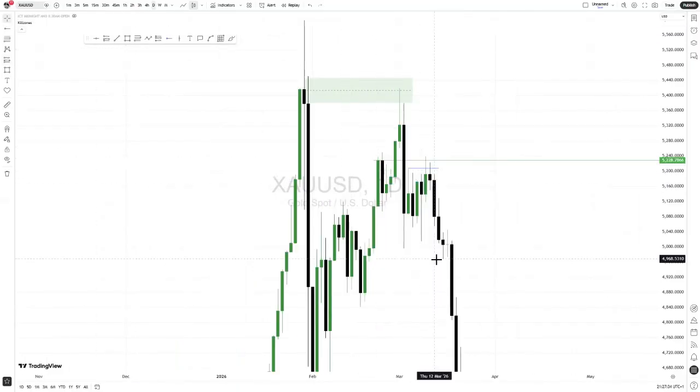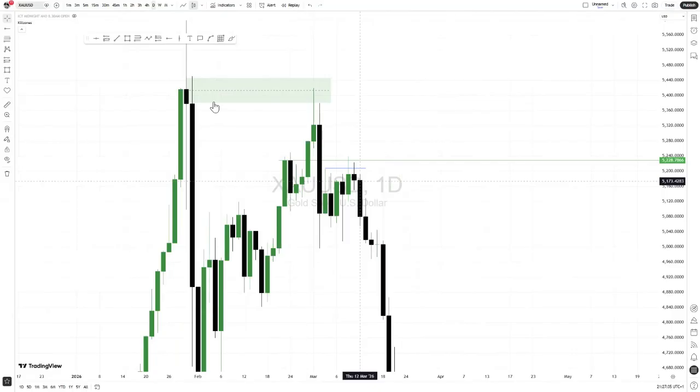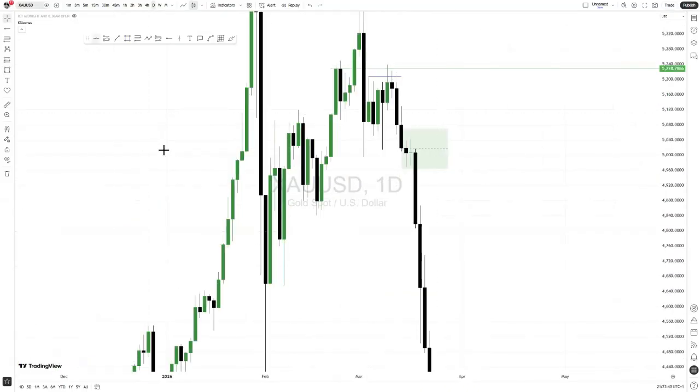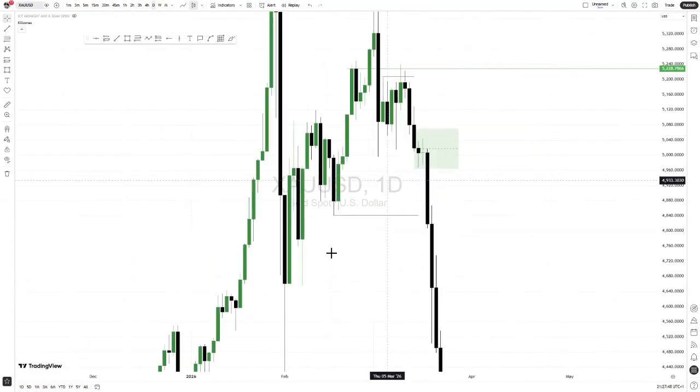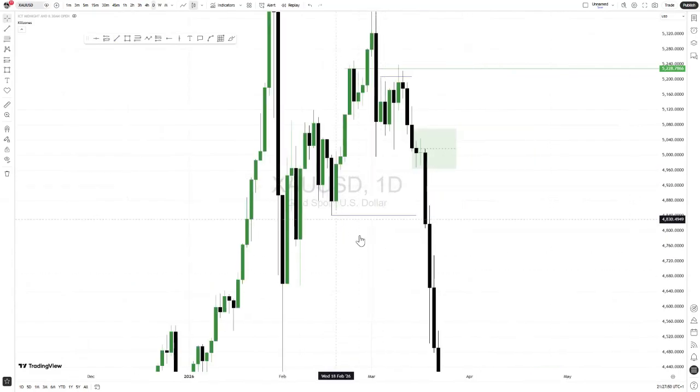And we go to our 1 hour because this is where our setup happened. I was expecting this low to get manipulated, and I was expecting reversals from this lower point.